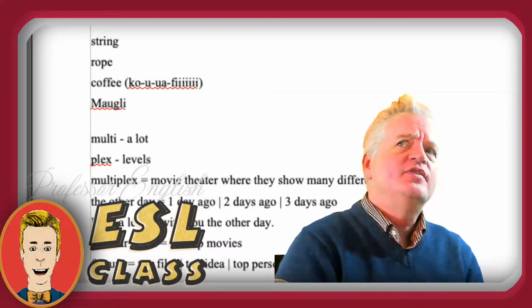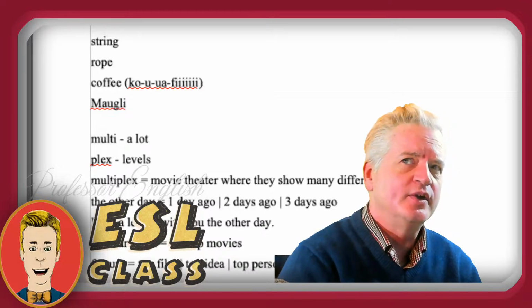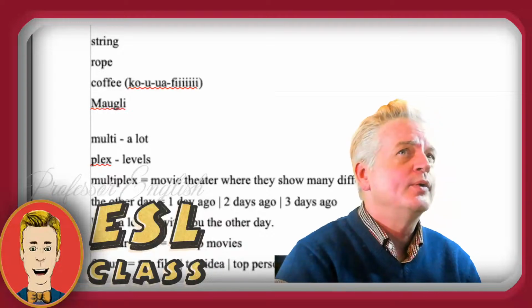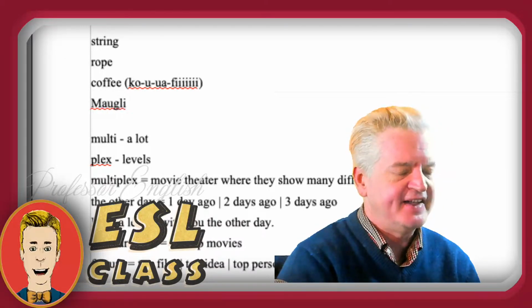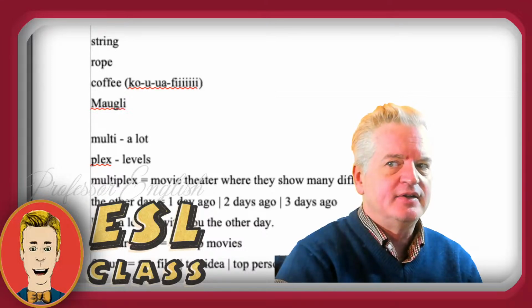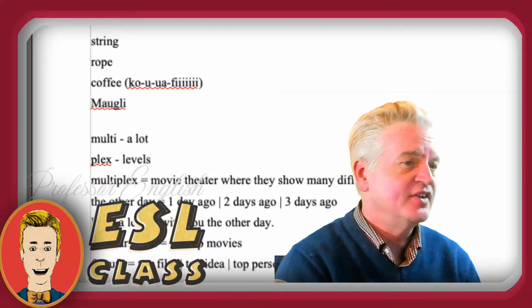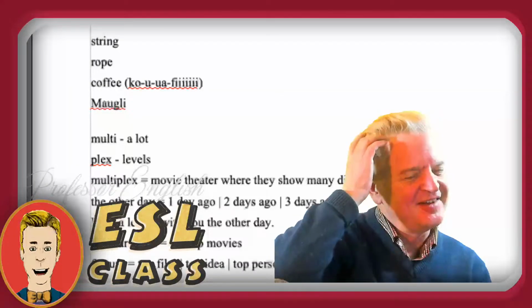All right, so this person is intermediate and he's from Israel, so his native language is Hebrew. And we were reading an article which started talking about multiplex theaters. Have you ever seen that before? Multiplex. The way I explained it to him is that plex means levels. It doesn't, but that's what I said because I think that makes sense.